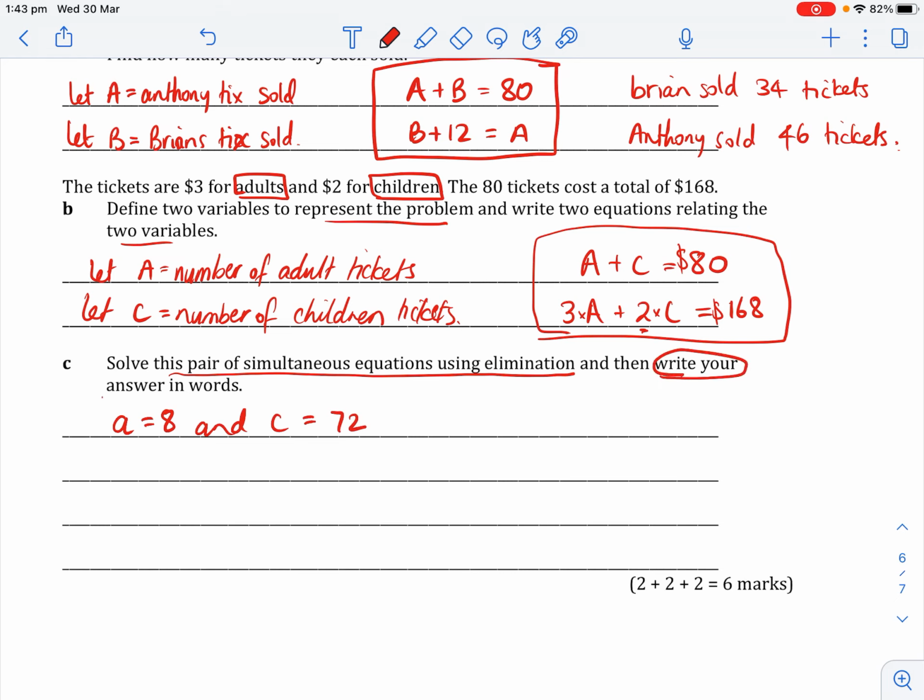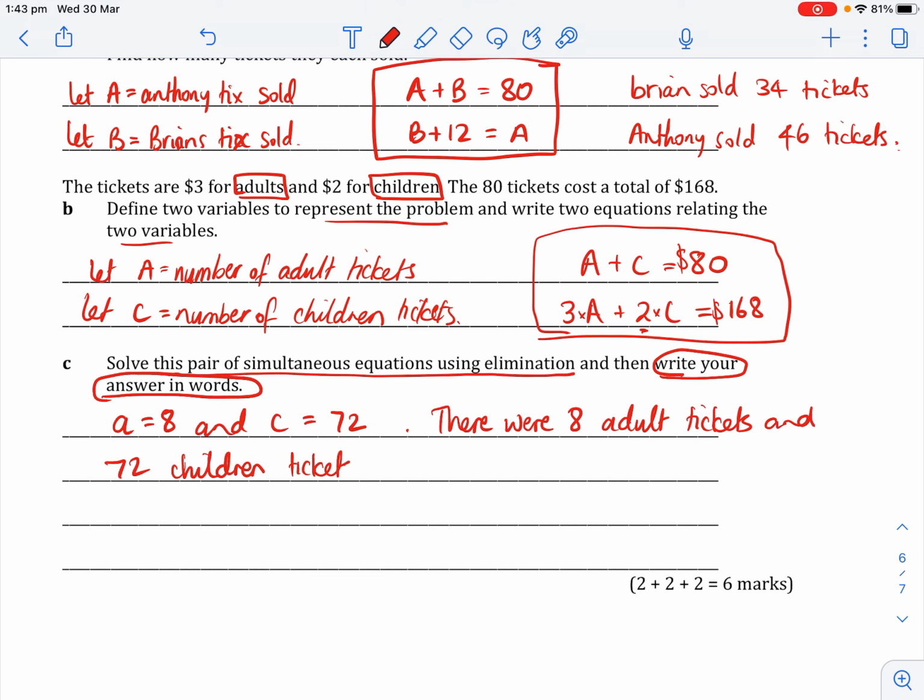We can write a sentence out in words. There were 8 adult tickets and 72 children tickets sold. All right, so now we've actually answered this, but we haven't done the using elimination method. So if you want full marks for this question, we have to show elimination.